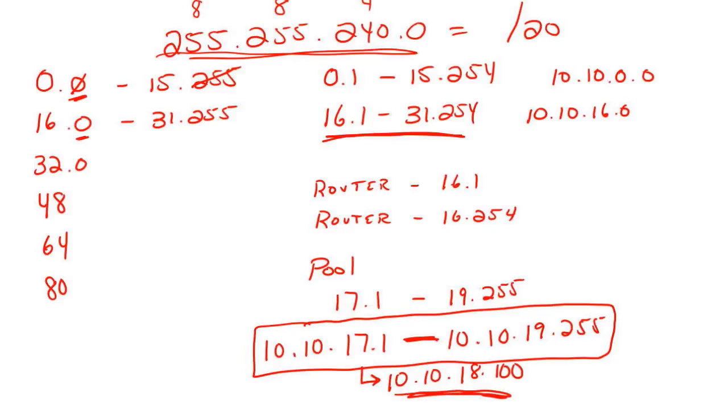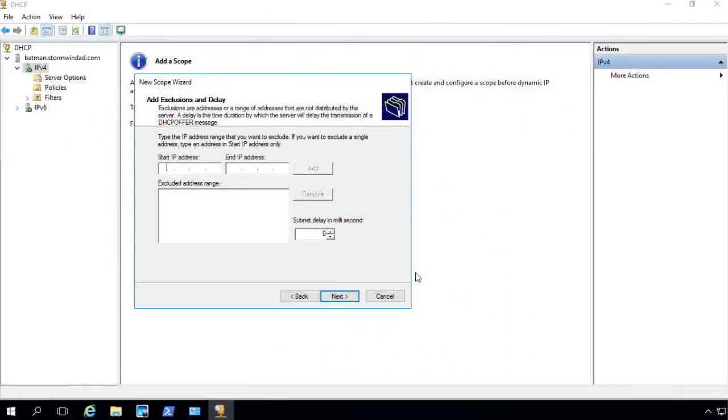It will not be given to anyone. So let's say 18.100 is a number that is already issued. What I would do is, under the starting address, I'd put in 10.10.18.100. Now, if I have more addresses, let's say 18.101, 18.102, I can put in a whole grouping of addresses and hit add. But since I only have the one address, once I say add, that number has now been taken out of this pool of addresses.